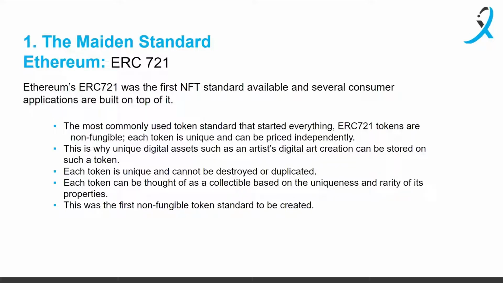So each token is unique and cannot be destroyed or duplicated. Each token is thought of as a collectible based on the uniqueness and rarity of its properties. And ERC 721 is kind of like what kicked the whole thing off.